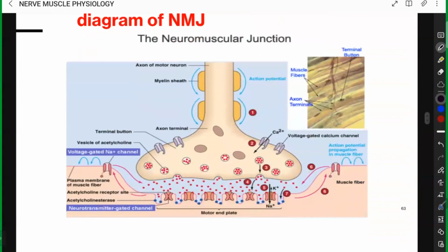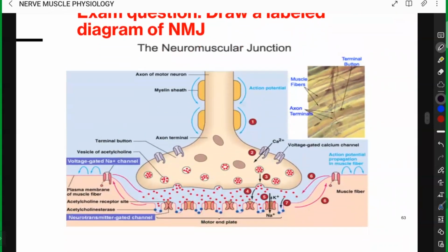Okay, now just consider this one particular diagram. This is asked as an exam question for you all. You will be having a nerve ending and a muscle ending. This muscle ending has numerous channels. These nerve endings also have numerous channels. They are going to interact, and they are going to give you a response, that is a muscle contraction.